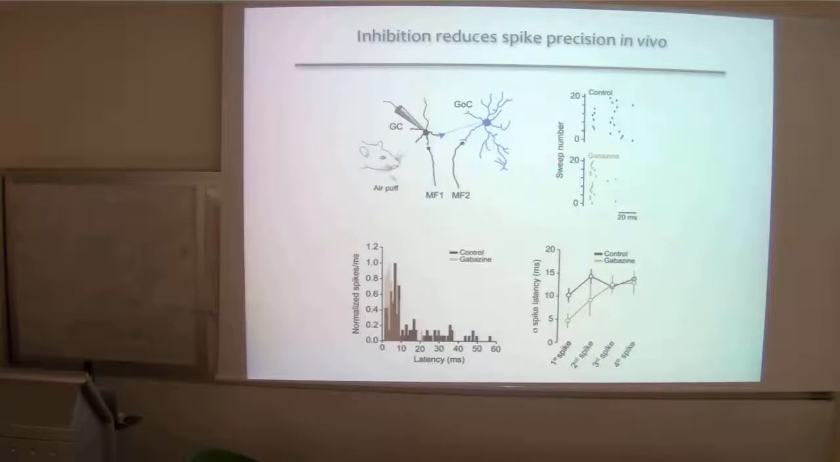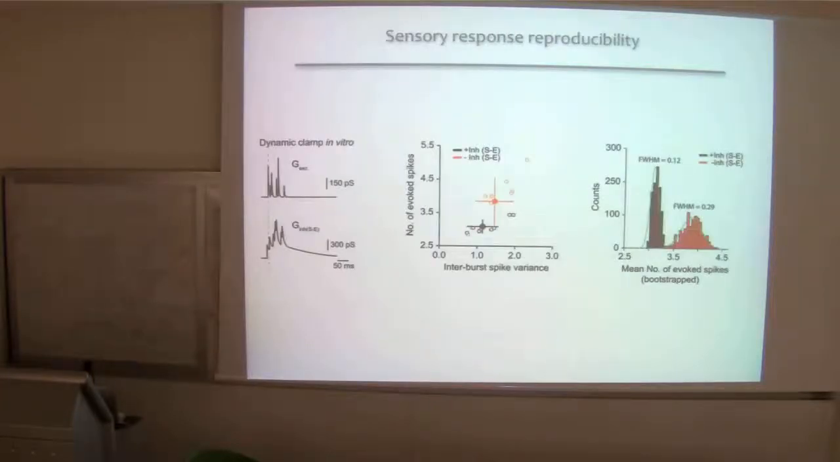So it appears that blocking this inhibition actually reduces the temporal precision of spiking in granule cells. So you go, okay, well, what is a Golgi cell doing? It's actually just interfering with the system. It doesn't seem like a logical, useful use of inhibition. So what is it actually doing?